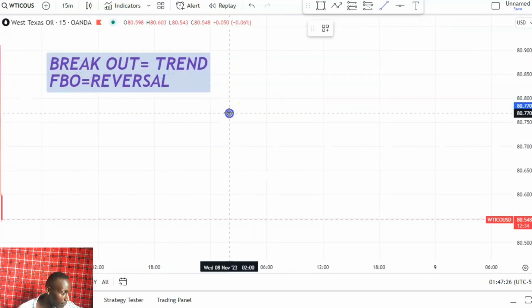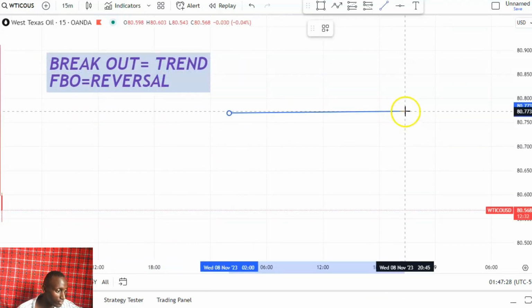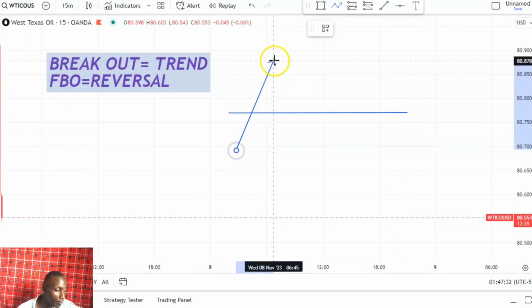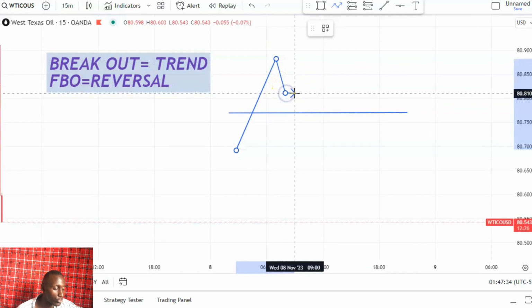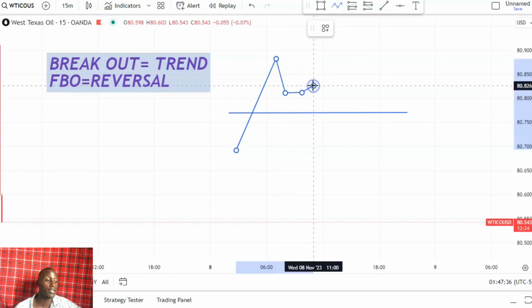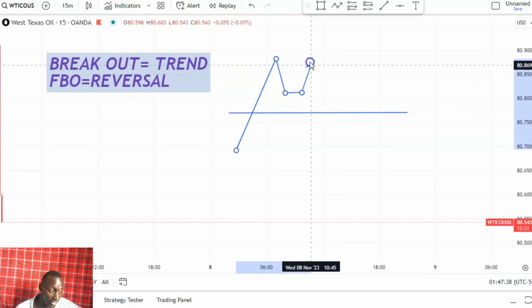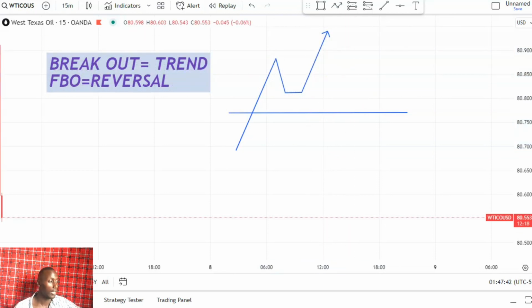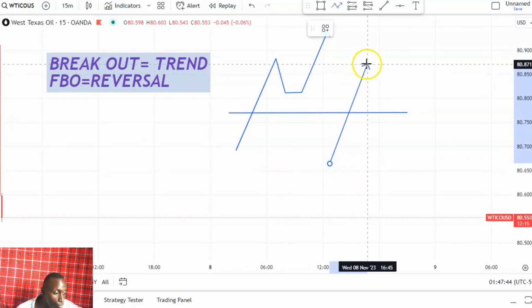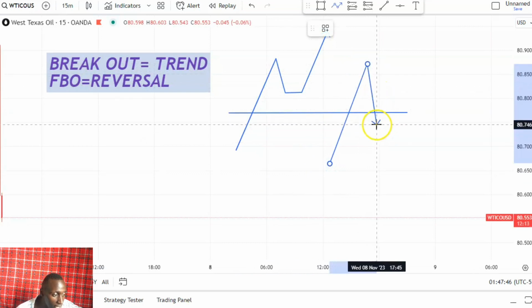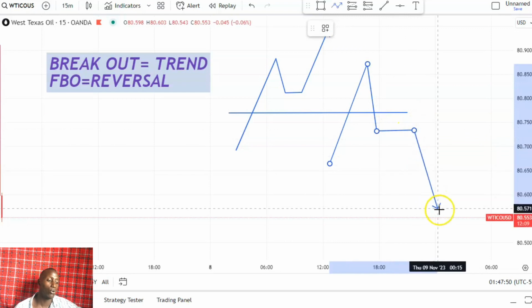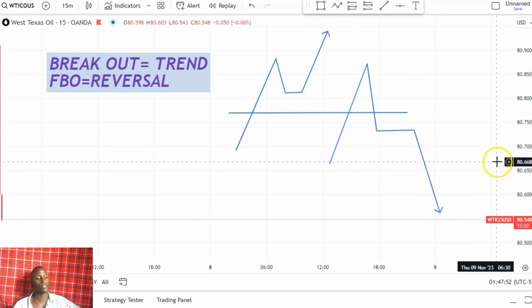I'll show you what a breakout is. So assuming that is a higher high, or that is a high, when price breaks out and closes outside of the range, that is a breakout. Meaning the next day we are looking to continue with the trend. If we break out and close back inside of that high, then the next day look for a reversal.